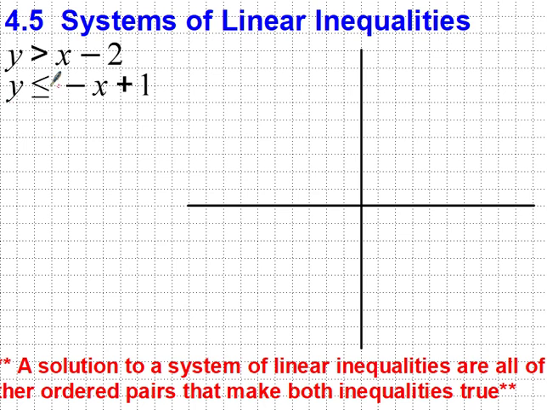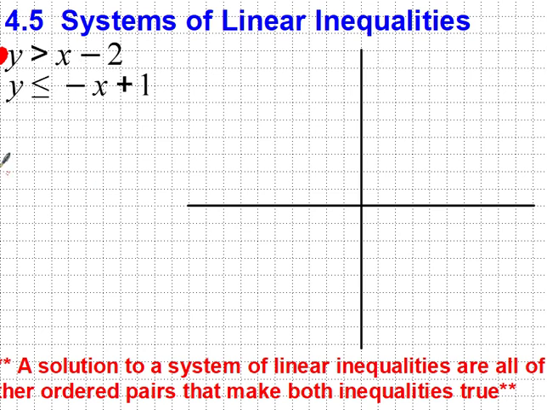So the first thing I'm going to do is look at my system, and I'm going to graph these both on the same coordinate grid. So I'll do the first one in red. I'll mark my red right here next to it. So I have y is greater than x minus 2. I do need to know how to graph linear inequalities. If I don't, go watch that video, the one I posted right before this one, because you have to know how to graph these separately.